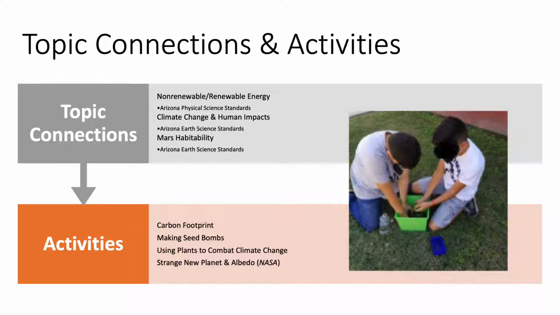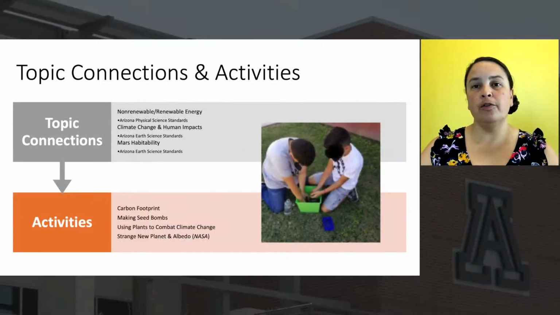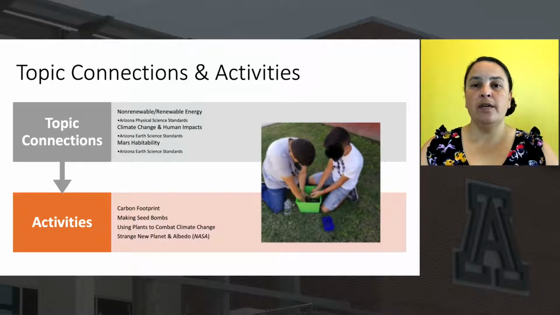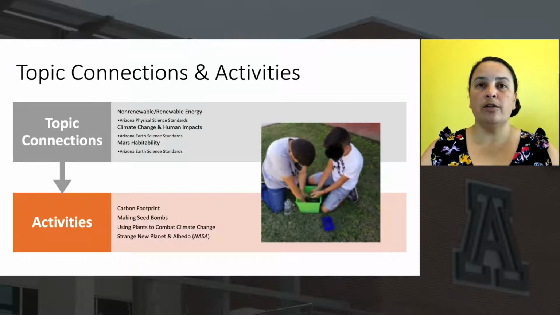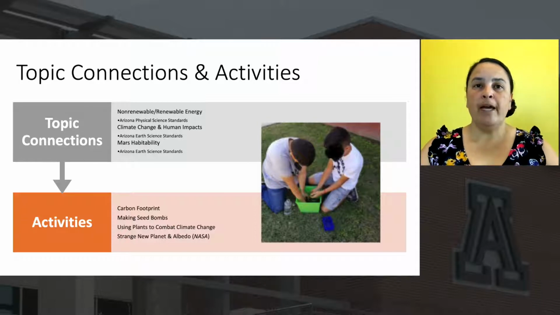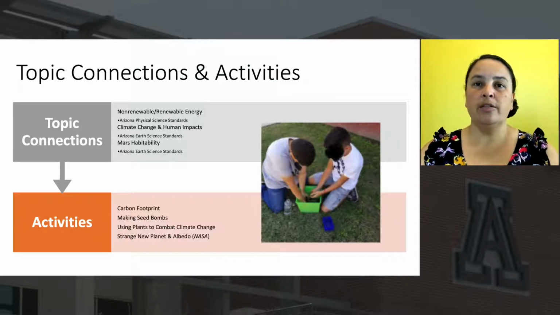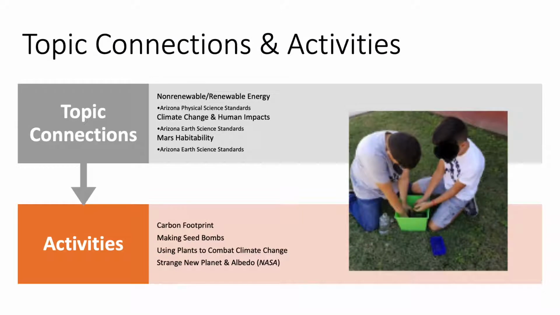Some of the activities that we did to connect to this theme were carbon footprint, where the students had to measure their carbon footprint through their daily activities. They also made seed bombs using native seeds that they could throw out into their own yards at home, mind mapping using plants to combat climate change, and new this year was Strange New Planet and Albedo, trying to colonize Mars.